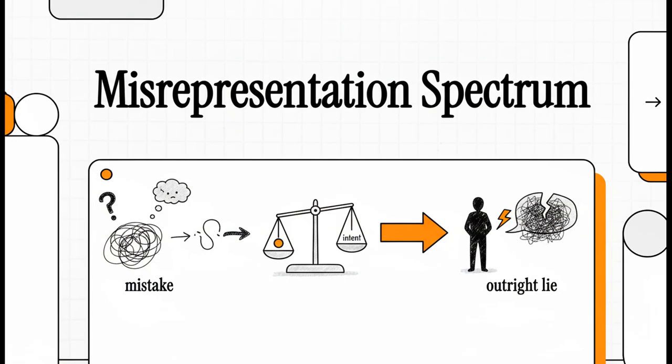All right, let's jump right in. We're going to explore that fascinating gray area between a simple mistake and, well, an outright lie. It's a difference that really comes down to just one single thing, and once you get it, it can kind of change how you hear everything.